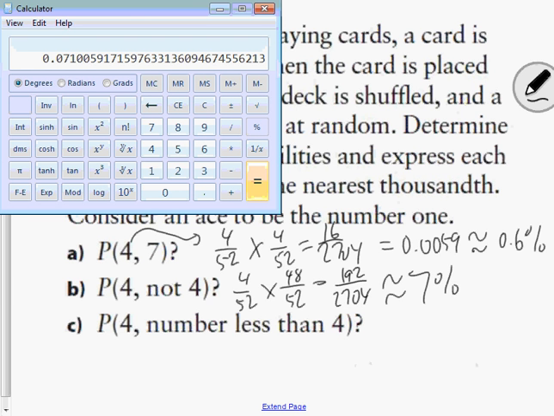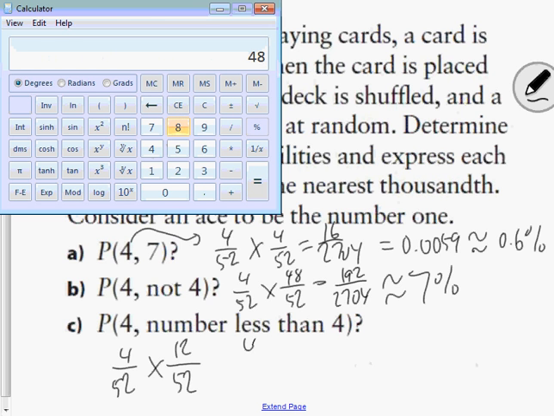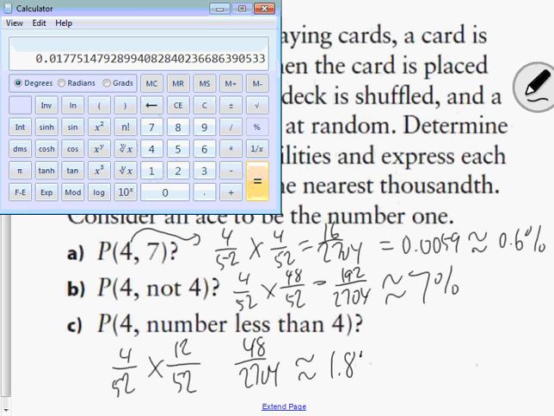And finally, the probability of a 4 is still 4 chances out of 52. The probability of a number less than 4, well, 3s, 2s, and 1s are all numbers less than 4, which means there are 12 cards out of the deck of 52 that are less than 4. So that would be 48 out of 2704, which means there is roughly, approximately, a 1.8% chance of drawing a 4 with a number less than 4.